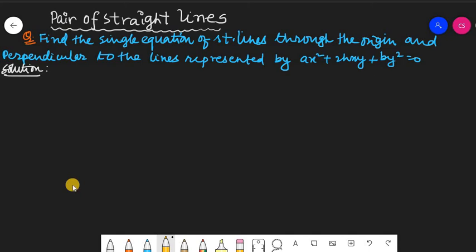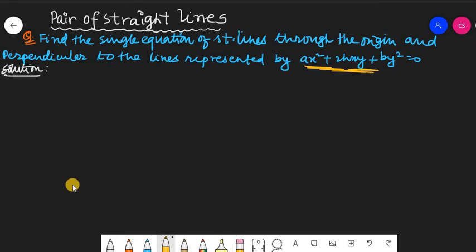Today's discussion is one of the confusing questions of pair of straight lines. Find the equation of straight lines through the origin and perpendicular to the lines represented by ax² + 2hxy + by² = 0. So we have to find the single equation of straight lines which pass through the origin and are perpendicular to the given homogeneous equation of pair of lines of second degree.